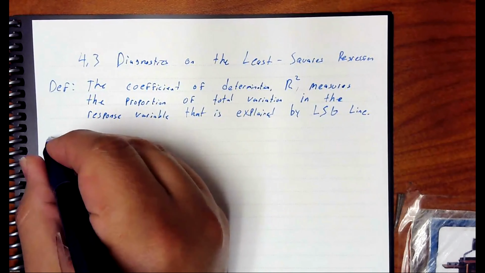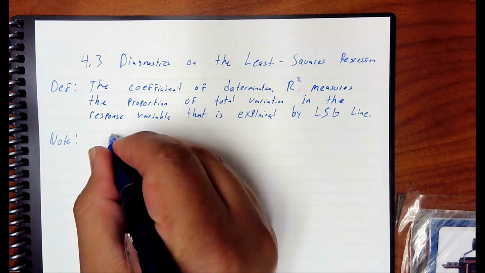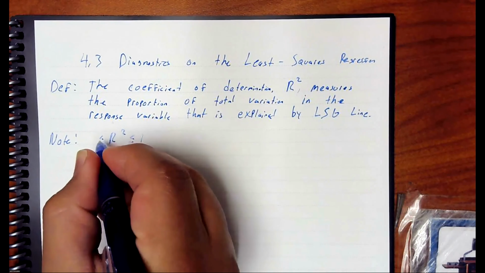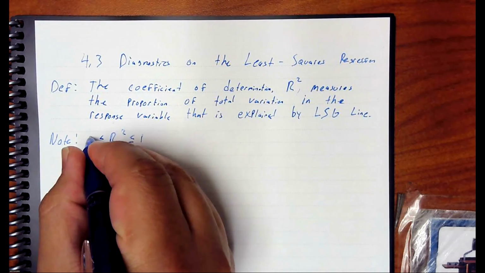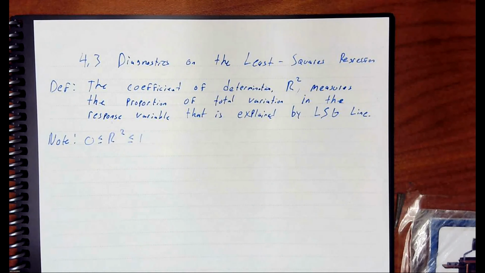Just a quick note here. R squared will be measured between 1 and 0. So the closer it is to 1, the better. That means it's explaining 100% of the variation in the response variable. Okay. Or equal to 0. Let's make a note here.